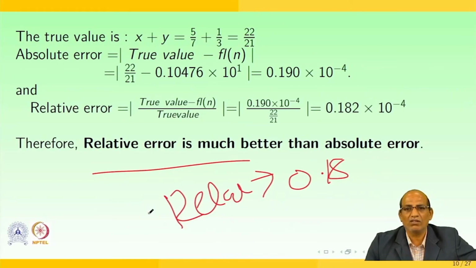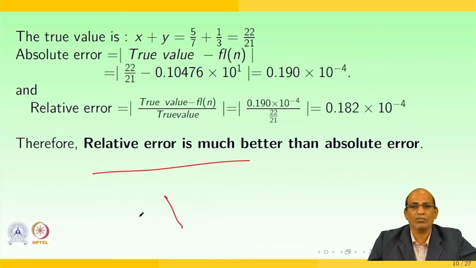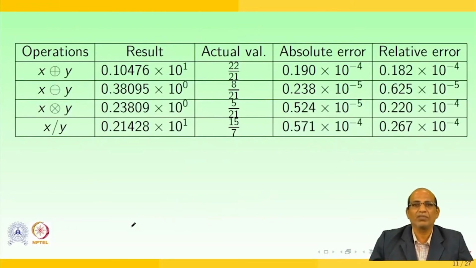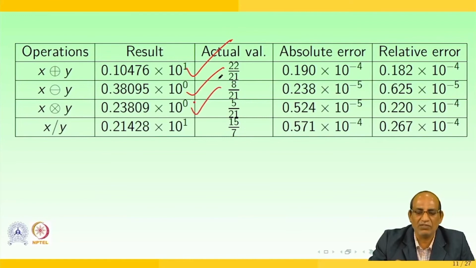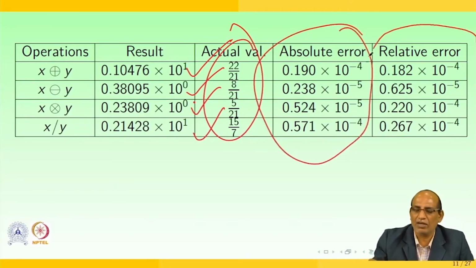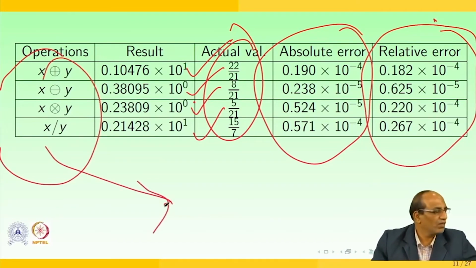Well, we can also do some computations by using these operations. You see the operations x plus y, the direct sum. This is the result which you are getting. This is the result which you are getting for x minus y. This is the result which you are getting for x multiplied with y. This is the result which you are getting for x by y. So this is the actual value, and this is the absolute error, and this is the relative error, and these are the operations which we get over here.